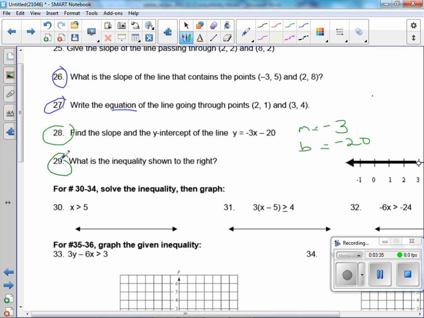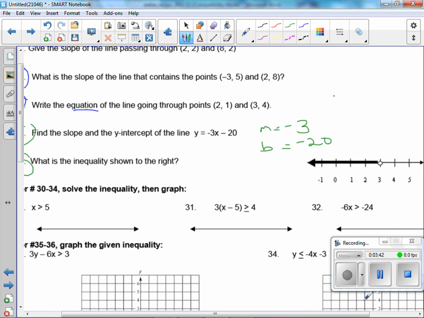Number 29, what is the inequality shown to the right? So we see here, what is x? X is less than. Open circle means it's no line under it. So it's just less than. Starting here, the number 3. X is less than 3.